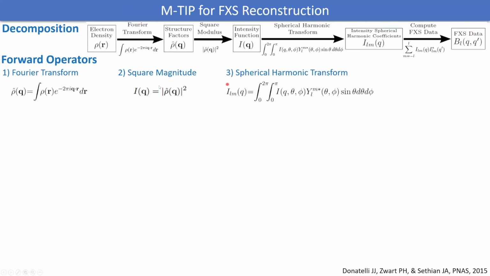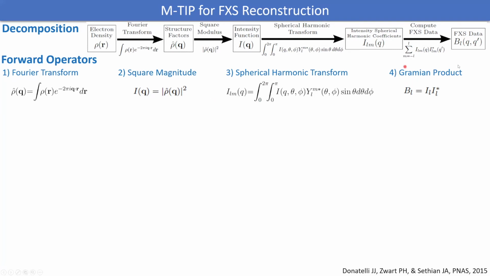But then the third step is we take that intensity and compute a spherical harmonic transform. If you're not familiar with spherical harmonic transforms, you can essentially think of them as Fourier transforms on a sphere. They have similar properties to the Fourier transform. Just like you compute a Fourier transform very quickly through a fast Fourier transform, FFT, there are analogous fast spherical harmonic transforms as well. So we have a good efficient way to compute this. And then the last step is to go from these spherical harmonic coefficients to the data.